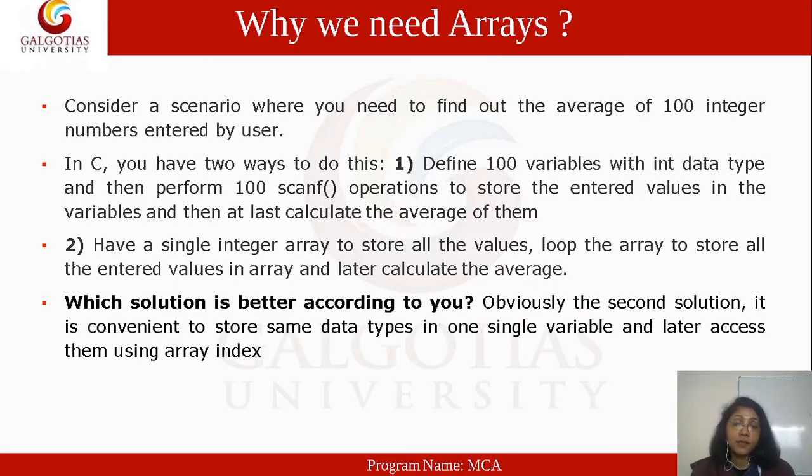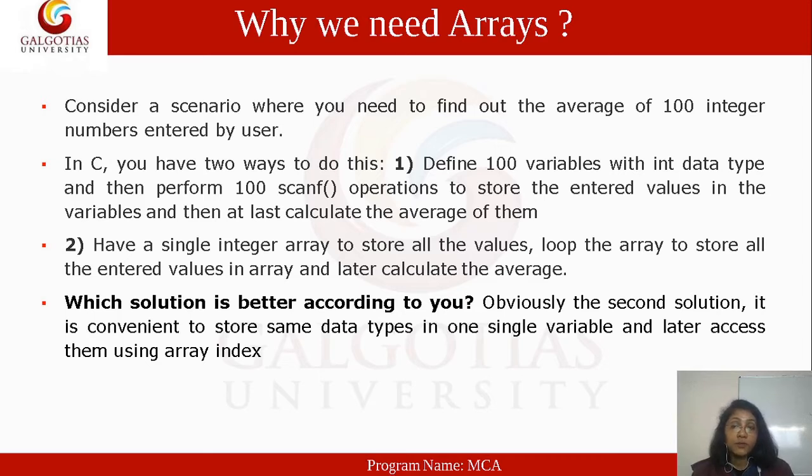Now consider a scenario where you need to find out the average of 100 integer numbers entered by the user. So in C, you have two ways to do this. One is to define 100 variables with the data type and then perform 100 scanf operations to enter values in the variables, and then at last calculate the average, which is very problematic because handling 100 variables is not an easy task, and you make a lot of mistakes while doing it.